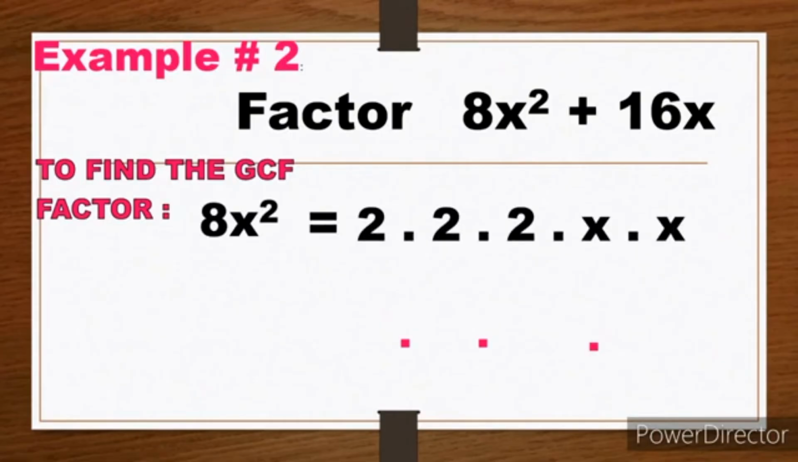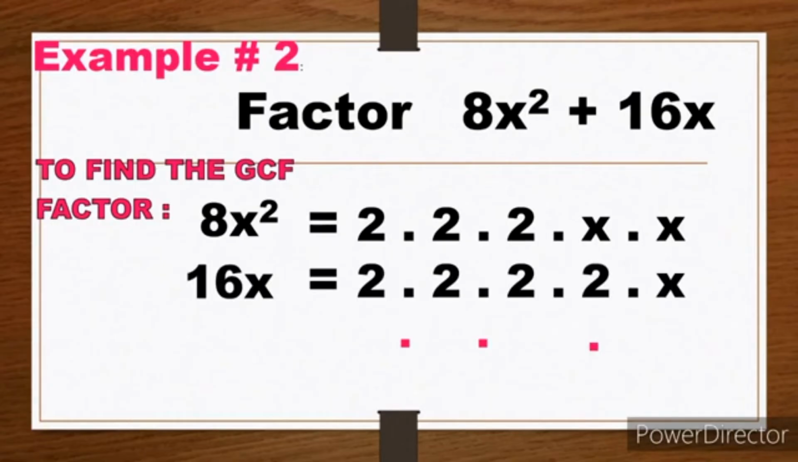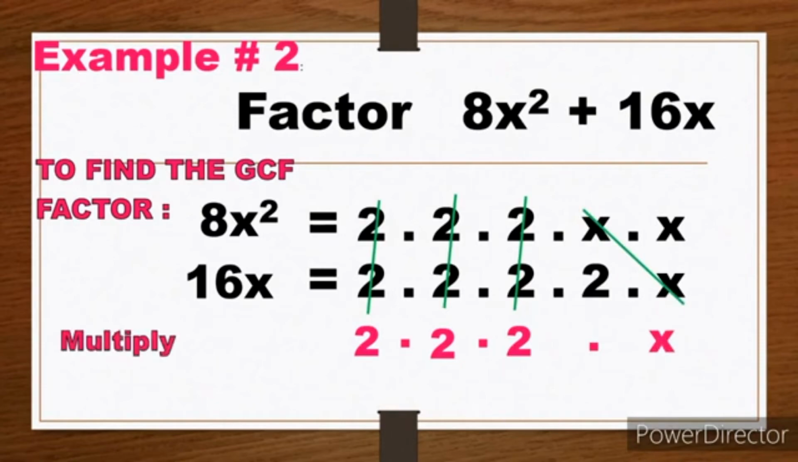So that is 2 times 2 times 2 times x. Okay, with prime numbers. Next, 16x, factor with prime numbers. We have 2 times 2 times 2 times 2 times x. Okay, then find the common. We have 2. Next, another 2. Then we have another 2. And then another common is x. So, therefore, we have 2 times 2 times 2 times x.